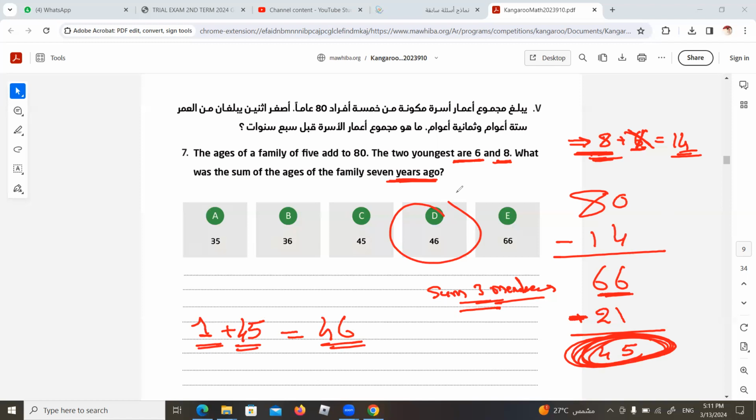This is the first part, the first training session. Inshallah, we'll try to finish all the problems available or allowed to us.